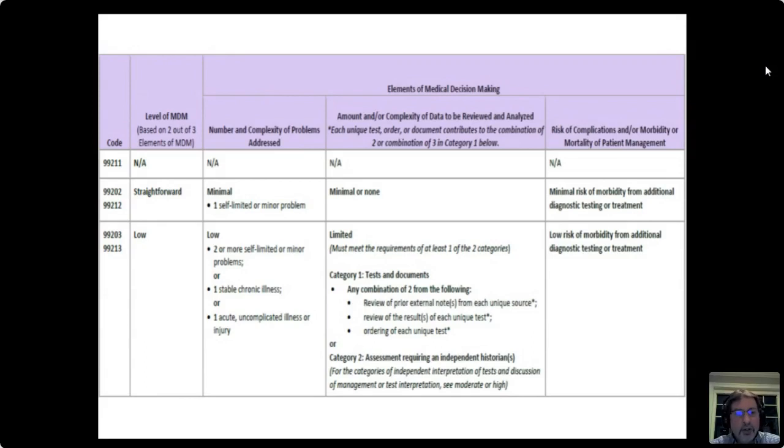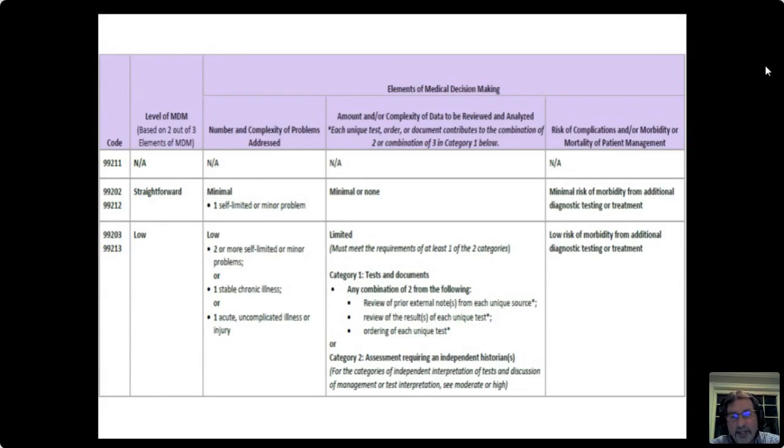As you go down to a level 3, you can see for the number and complexity of problems, you either have to have 2 or more self-limited or minor problems, or 1 chronic stable illness, or 1 acute uncomplicated illness or injury. So again, with a stable chronic illness, they define that as a problem with an expected duration of at least a year or until the patient's death. And that's not going to really have any major issues, and is something that's pretty controlled.